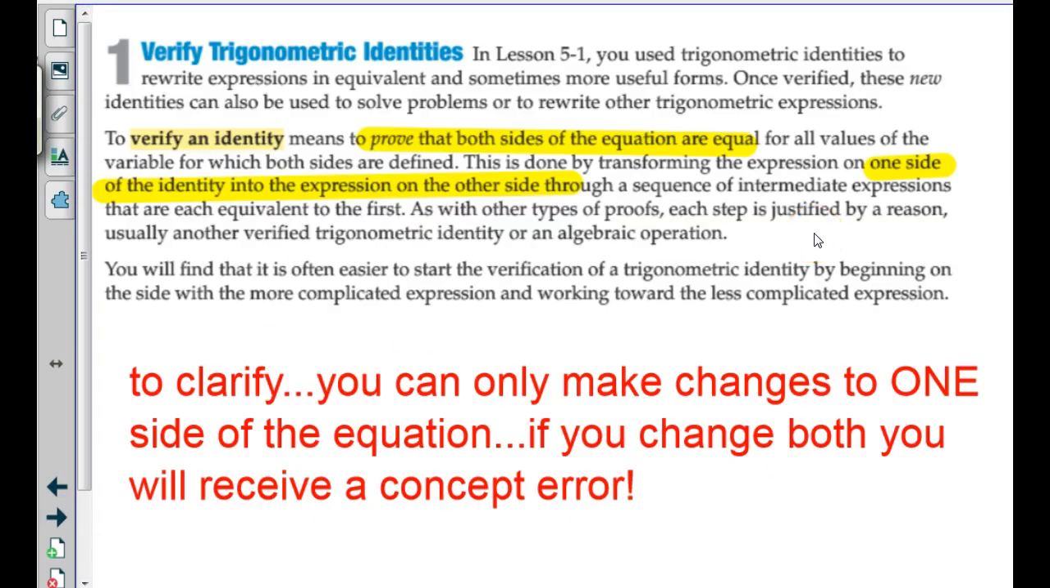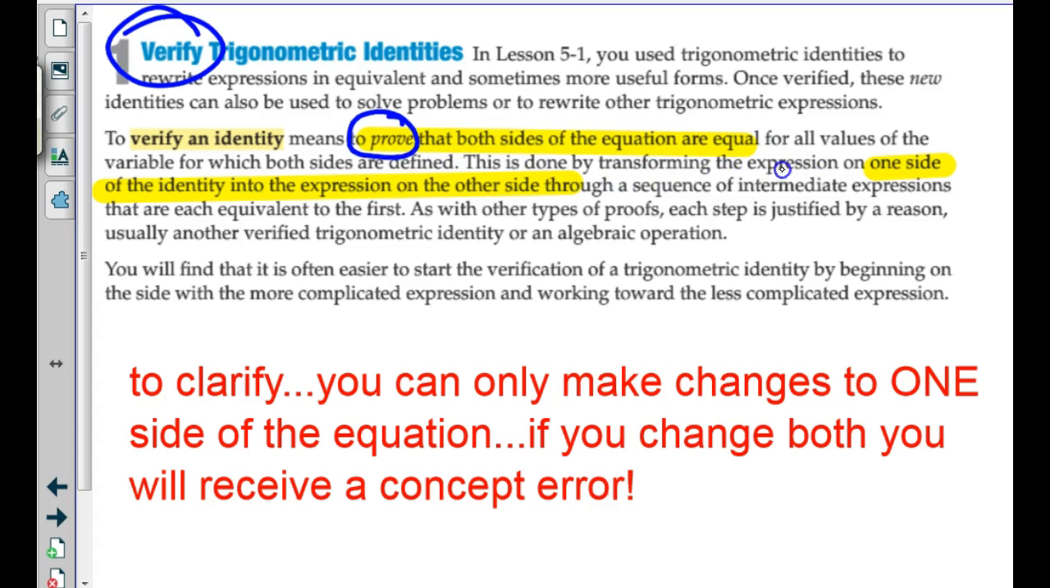Today's lesson. If you can't see, guys, someone could turn the front lights out, but we're about verifying trig identities today. To verify an identity is, in my opinion, easier than what we were doing yesterday almost, because I'm going to tell you what you have to end up with. You just have to figure out all the steps in between. It's a proof, okay? It is to prove both sides of an equation are equal.